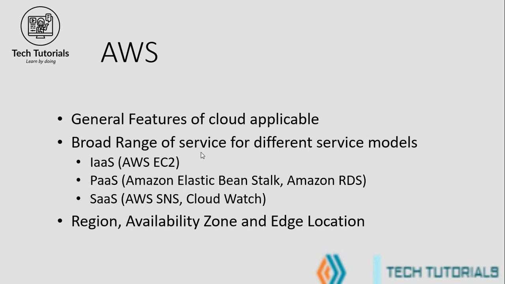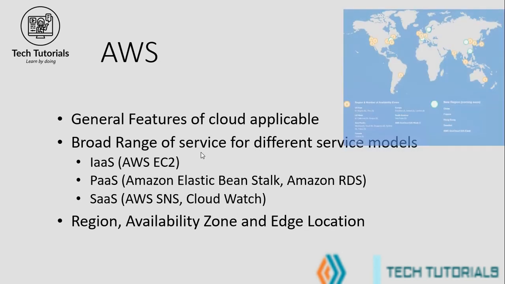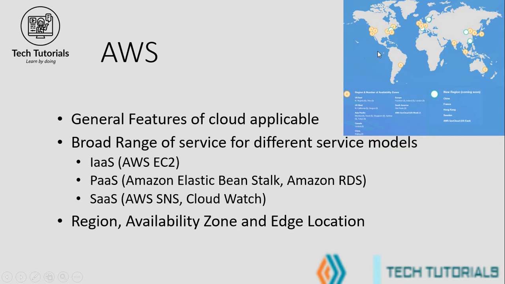Region is a geographical location which consists of two or more availability zones. Availability zone in turn consists of data centers. Availability zones are such that a disaster in one availability zone does not affect the availability of another availability zone. And edge location is used for CDN. We can visualize these components in the picture also.